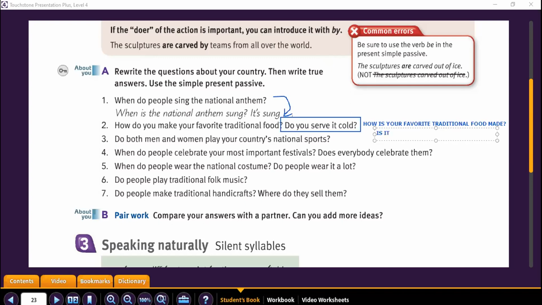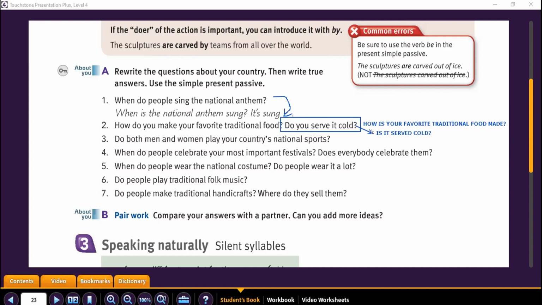Is it? It, is it. Ujú. Ahora, el verbo en pasado participio. Served. Exactly. Is it served cold? ¿Se sirve o es servido frío? ¿No es cierto? Está refiriéndonos a la comida tradicional, ¿no?